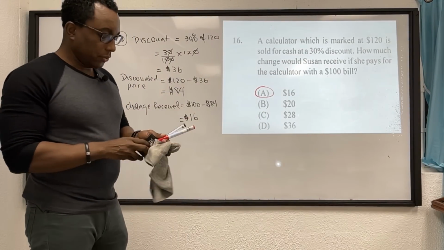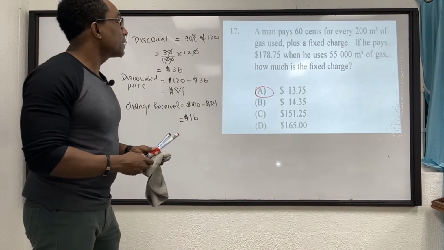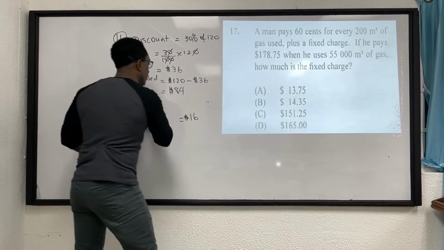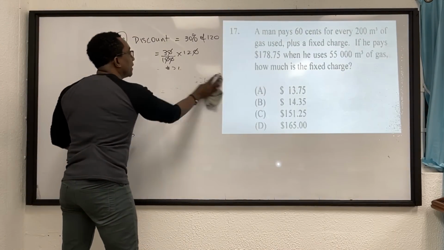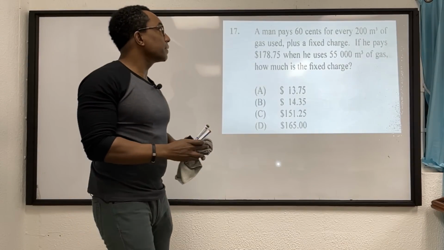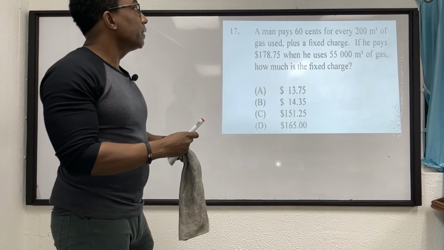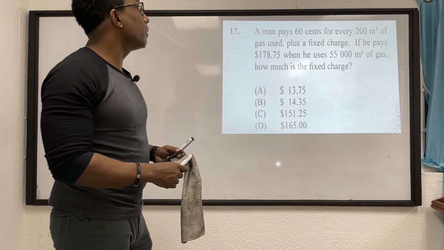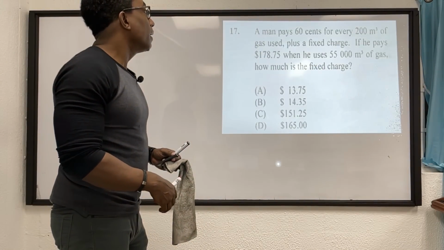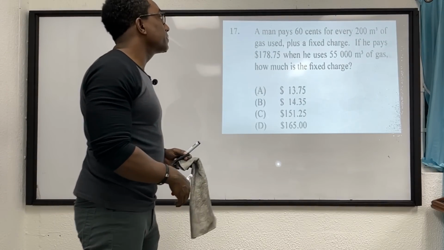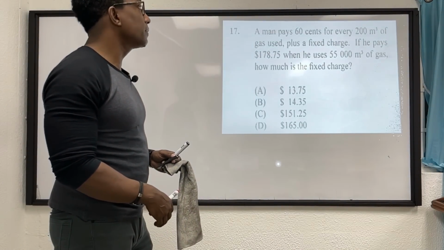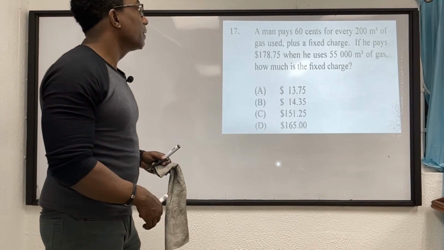Let's move on to question 17. So question 17, it says here, a man pays 60 cents for every 200 meter cube of gas used, plus a fixed charge. If he pays $178.75 when he uses 55,000 meter cube of gas, how much is the fixed charge?